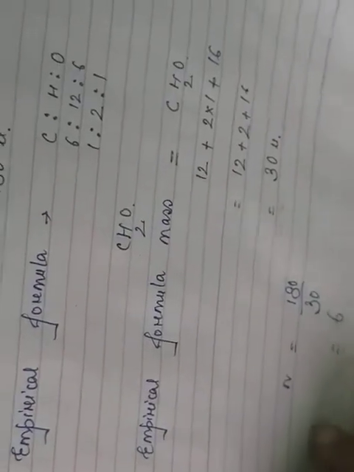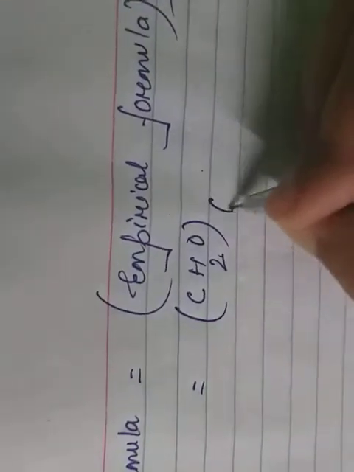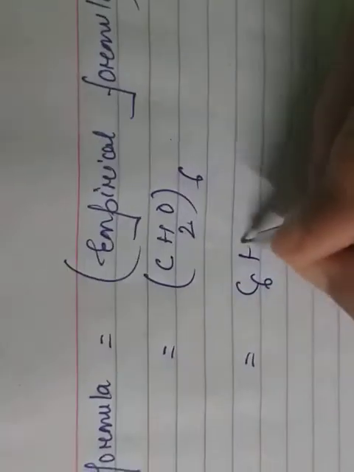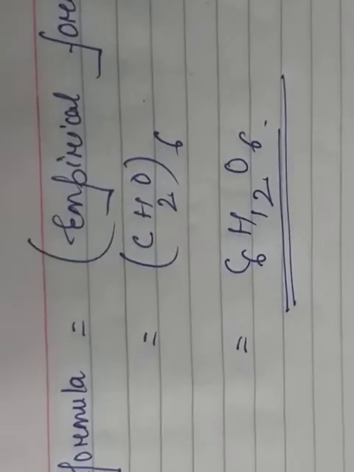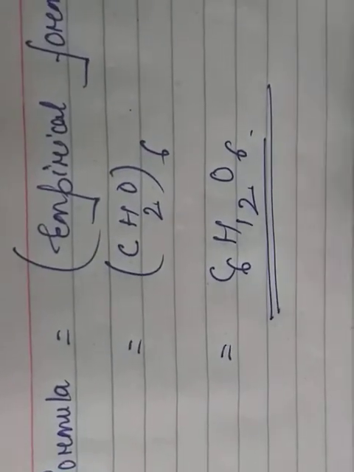As n comes equal to 6, now we can explain this as: the molecular formula is equal to empirical formula whole n, and here n has come equal to 6. So this is equal to CH2O whole 6, which is equal to C6H12O6. That is how we are calculating the molecular formula with the help of the empirical formula.